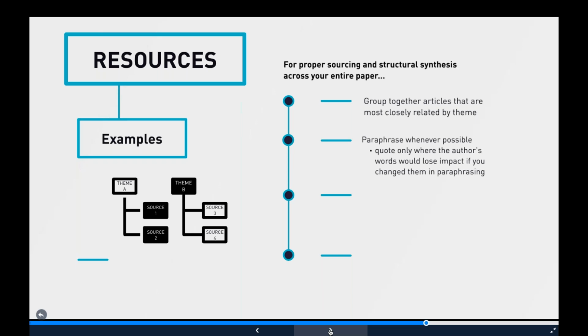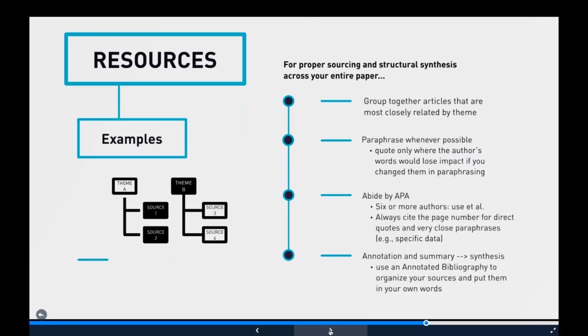Paraphrase whenever possible, like we mentioned. Abide by APA. So follow APA rules anytime that you're quoting an author or citing an author. This is a good time to note that APA 7 has been released. We haven't fully transitioned to it as a school, but expect it in the fall. So right now you can use 6 or more authors, abbreviated to et al. In the fall, you can use any source over 3 authors immediately with et al. That's very useful and easy.